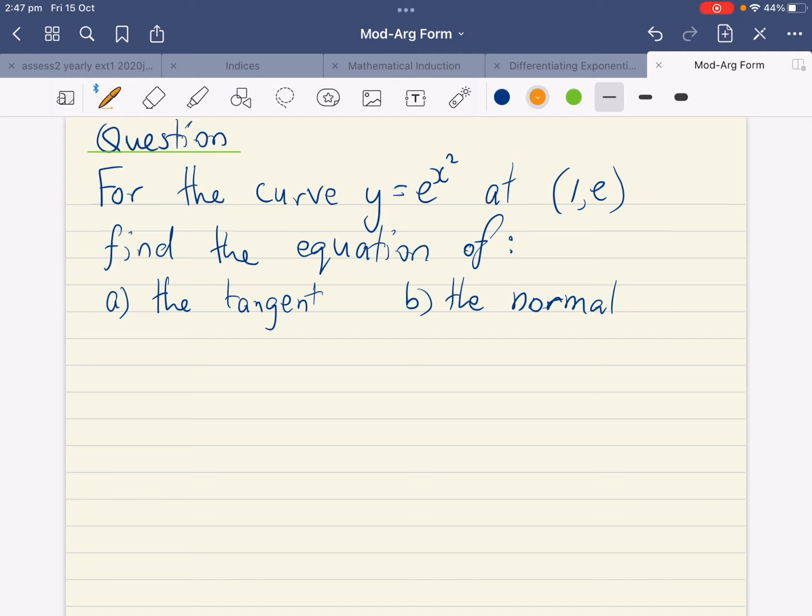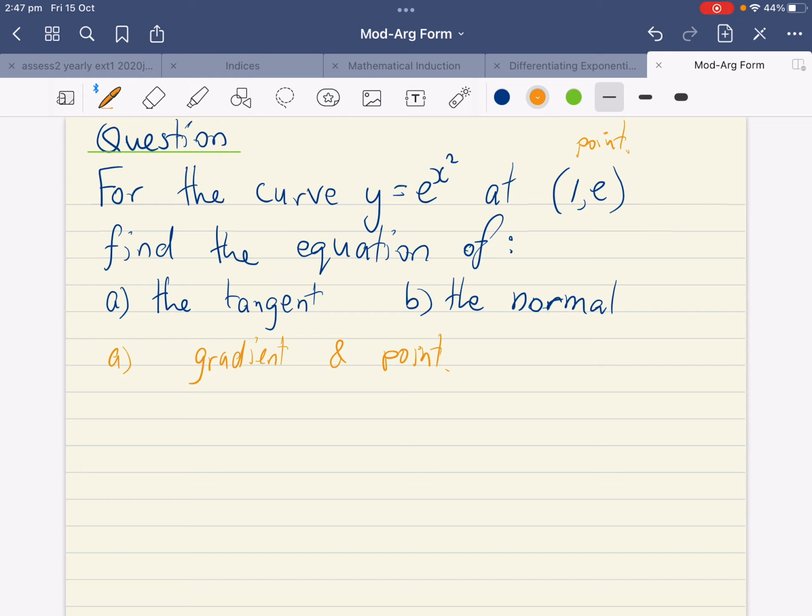Now, to find the equation of a straight line, there's two things you need. You need to know the gradient and you need to know the point. Now in this case, they haven't told us what the gradient is. All they've said is we've got this curve. Here it is, y equals e to the x squared. And we're trying to find the equation of the tangent. We're going to do part A obviously to begin with, at the point (1, e). So we actually already do have a point.